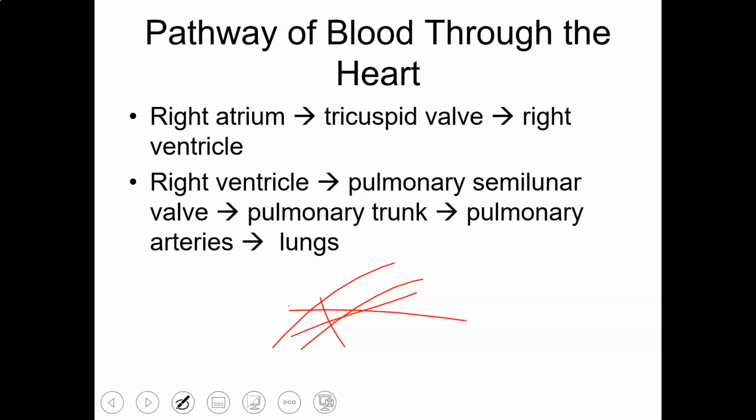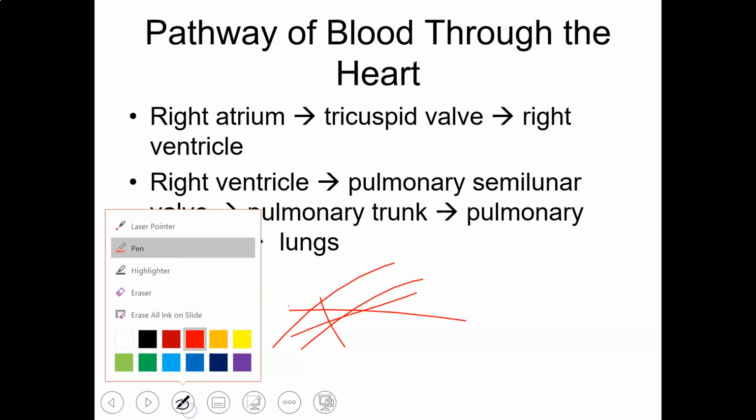You have to know. One, it's going to be on your exam. You're welcome. Two, it's going to come up again. Oh, like a lot. So let's start in the right atrium because that's convention.